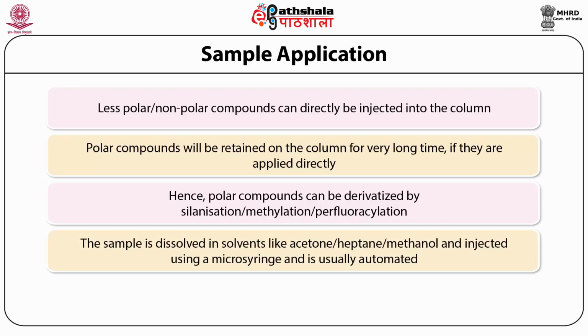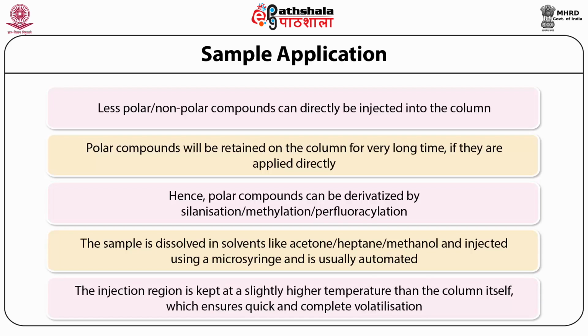The sample is then dissolved in solvents like acetone, heptane, or methanol and injected using a microsyringe, as I mentioned earlier. And this injection is usually automated. And as I mentioned earlier, the injection region has a preheater which keeps the injection port at a slightly higher temperature than the column itself, which ensures a quick and complete volatilization of the sample as soon as it is injected into the column, so that it can be carried by the carrier gas immediately as it is injected.